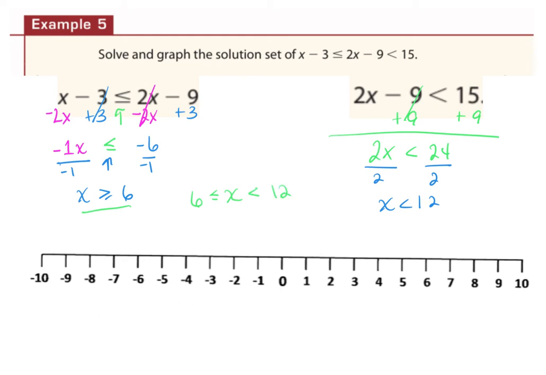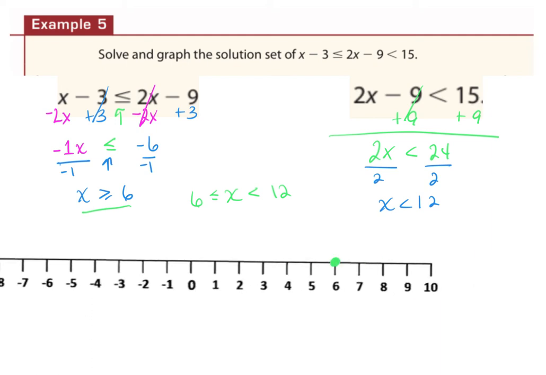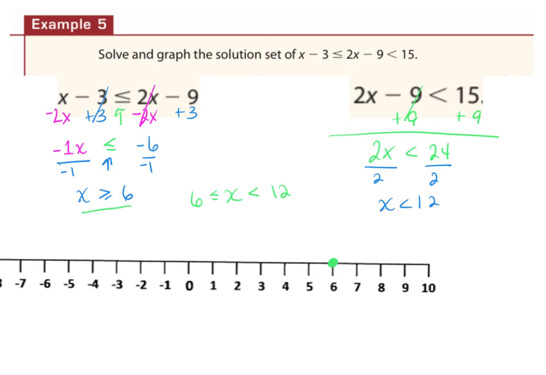So my endpoints are going to be 6 and 12. Open or close circle at positive 6. Open or closed? Closed. And it went off my graph, so I'm going to have to give it a little bit extra. All right, so it goes all the way to 12. Open or closed circle on 12. Open circle on 12, and then I can graph everything in between.